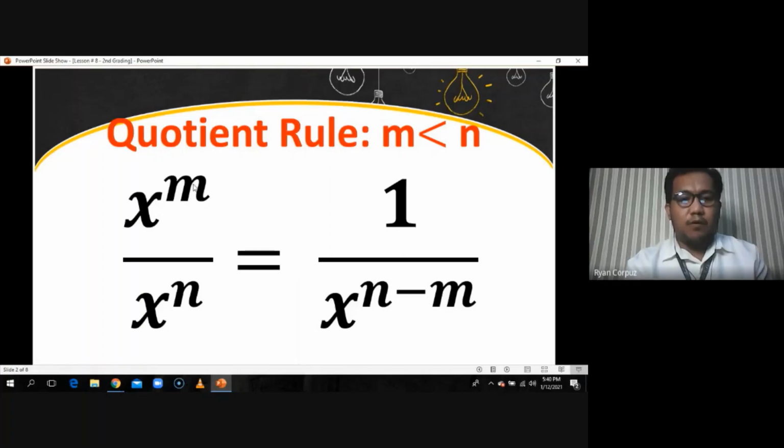This time, if your m is less than n, so mas mababa na ngayon yung value ng m than n. So if that is the case, then we'll end up with a negative exponent. But once you've seen a negative exponent in your answer, that means your answer is not yet in simplified form.